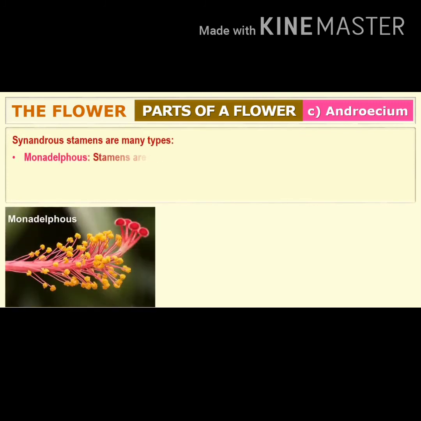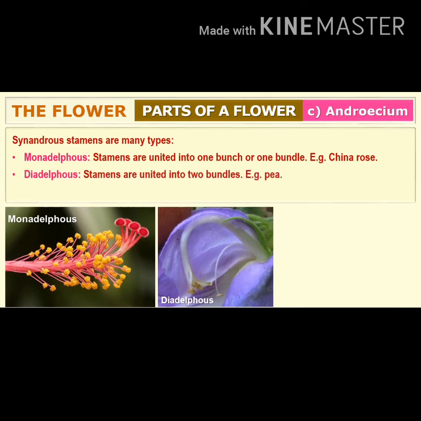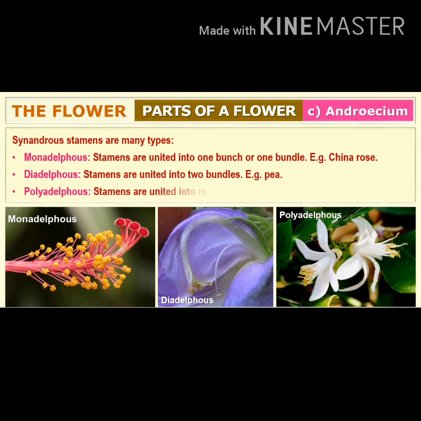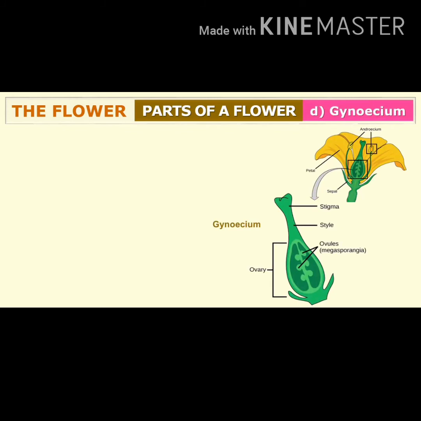Monadelphous means the stamens are united into one bundle. Adelphous represents union. Mono means single group. Example, China rose. In the case of diadelphous, the term indicates that the stamens are grouped into two bundles. Example, pea. Then in polyadelphous, the stamens are united into more than two bundles. Example, citrus.